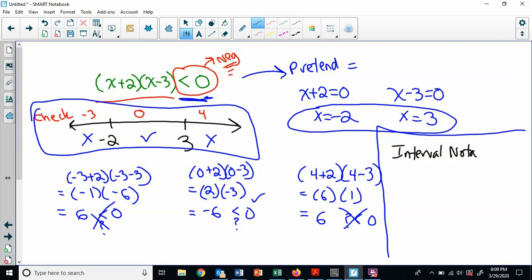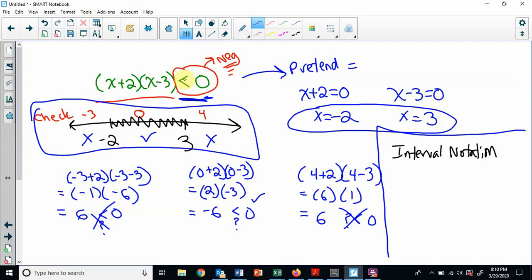Interval notation. Now, looking at our number line, we don't have shading this time, but we are less than 0 in this spot, from -2 to 3. Now, what sort of symbol, when I'm doing interval notation, am I going to put on the -2 and the 3?